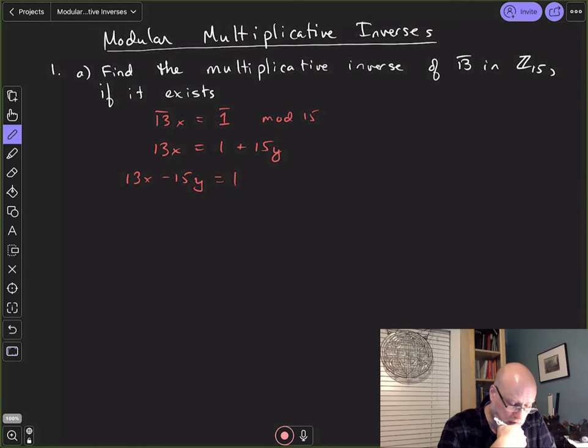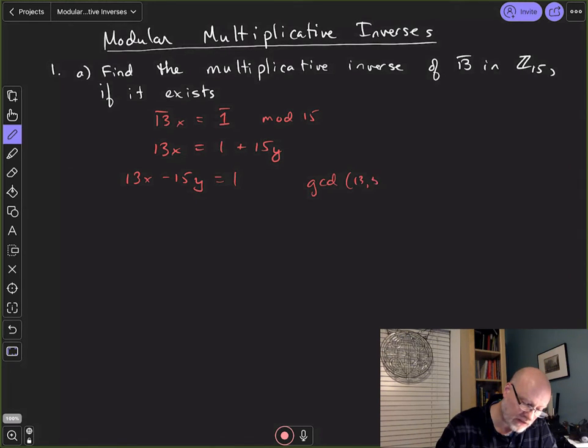So what do we do? We could certainly go through the royal road. The question is, does it have a solution? Well, we know that the GCD of 13 and 15 is 1. That guarantees that we are going to have an integer solution to this equation. So that's great. We've now established the fact that it exists, so we've answered the second part of that question, if it exists.